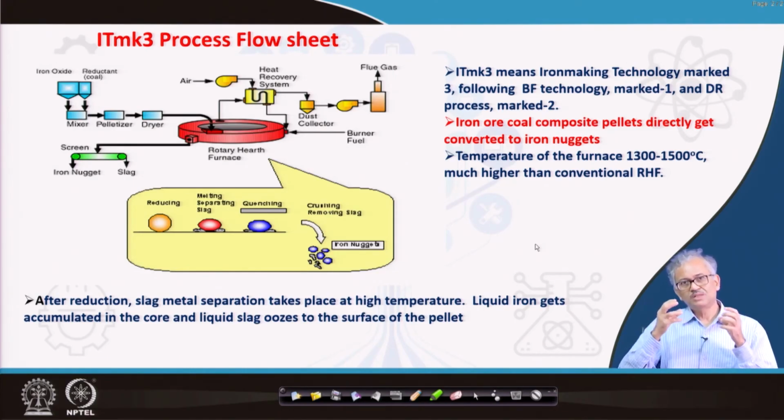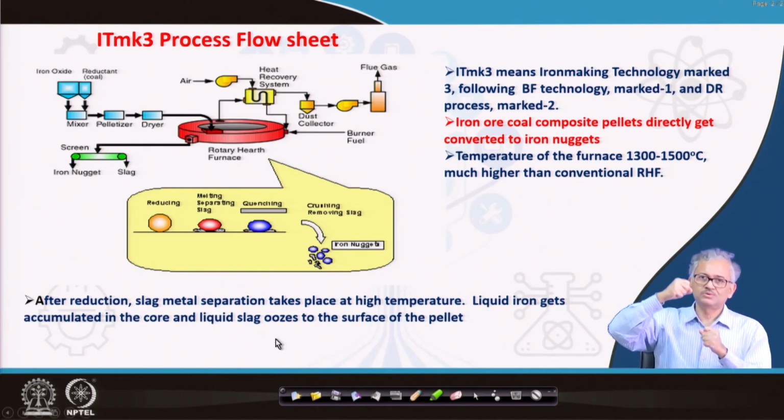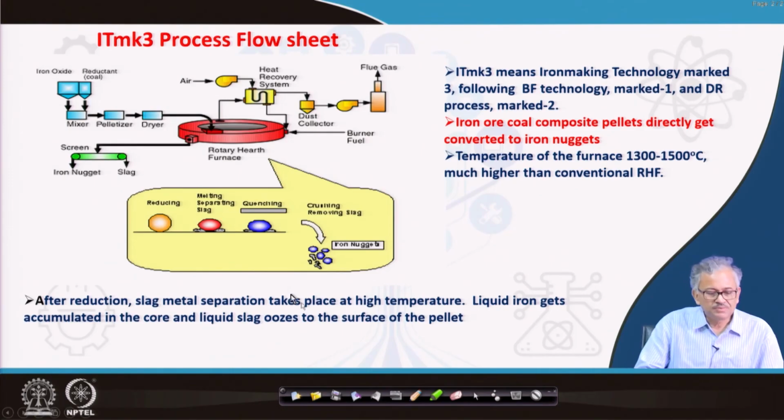Once the iron melts, it will coagulate and form liquid iron in the core. The liquid slag oozes out and comes to the surface, and the liquid iron is inside. That is happening here. You can see it is reducing. After reducing, the slag goes on the surface and inside you have the iron, and when you quench it, they become solidified. You can see iron nugget and the slag on the surface, and when you break it, the slag comes out and the iron nuggets separate out.